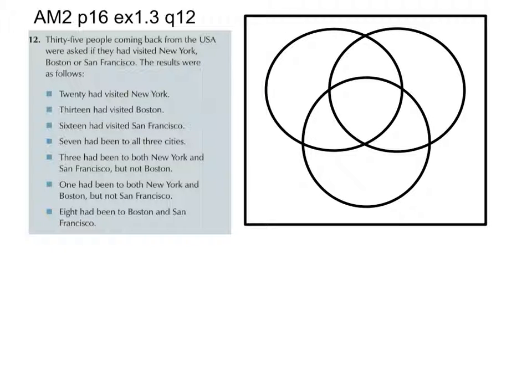Okay, Active Math 2, exercise 1.3, question 12. 35 people had been to America and were questioned on where they had been out of New York, Boston and San Francisco.